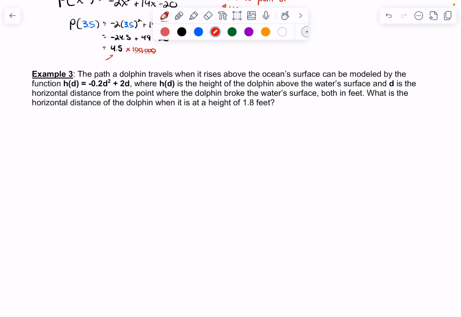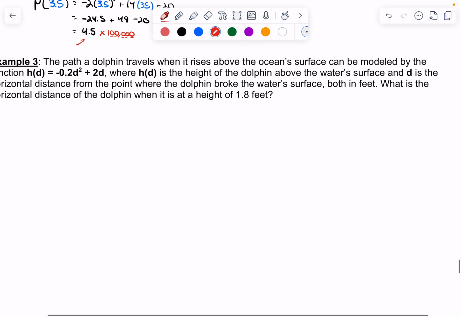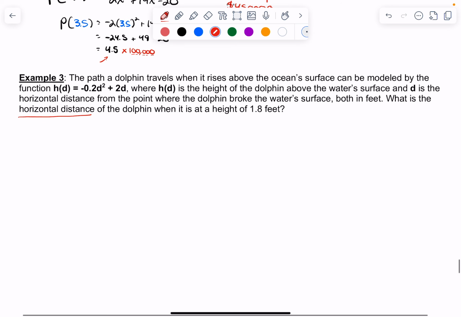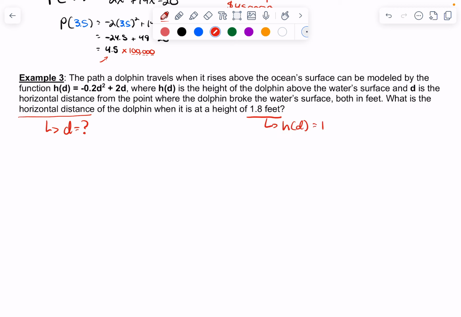Okay, that was a lot. So, what's the question asking? Well, what is the horizontal distance? Okay, so we're looking for, in this case, what? h of d is the height of the dolphin, and d is the horizontal distance. So in this case, the question is asking us for d, so we don't know d, and it is saying find d when h of d is 1.8, and in this case, we're measuring in units of feet.